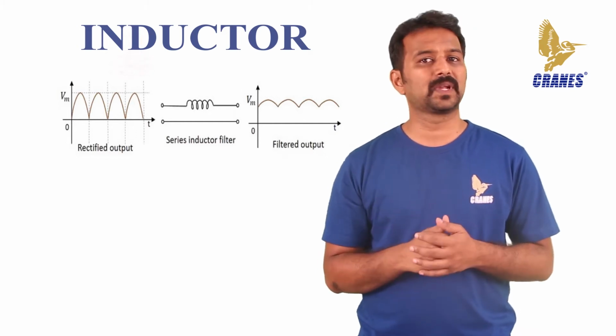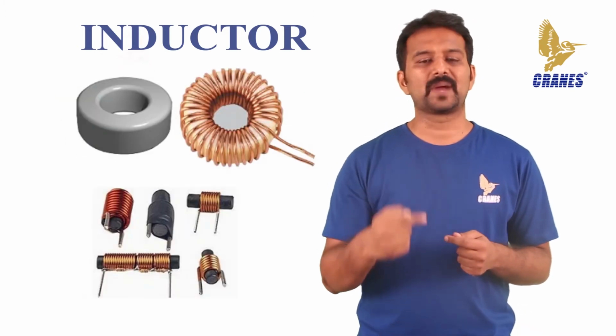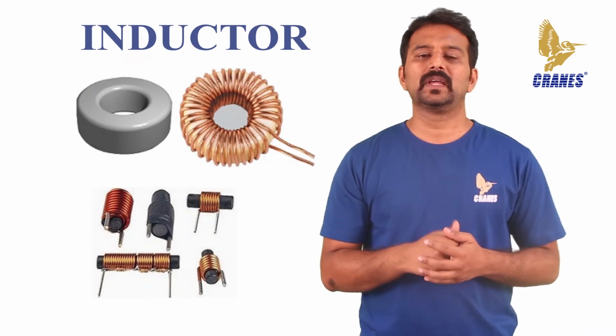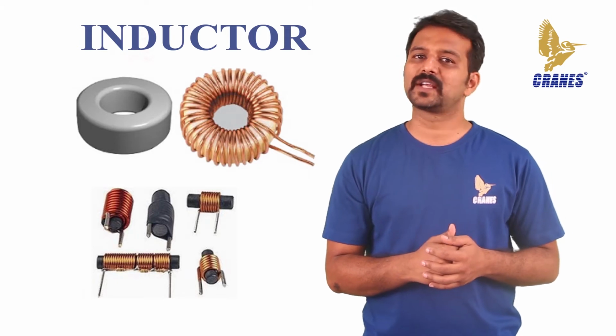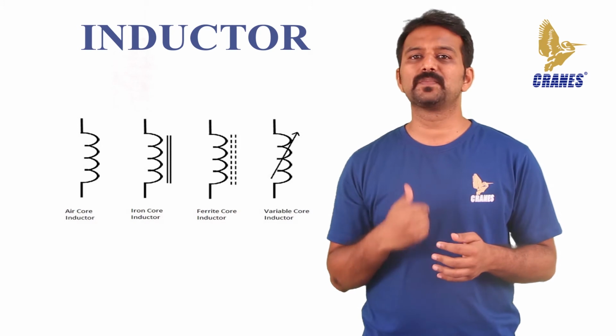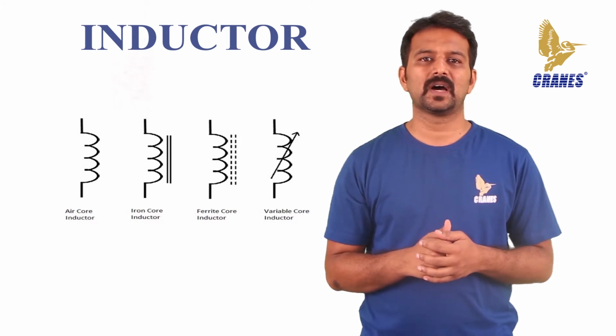The inductor is sometimes wrapped upon a core, for example a ferrite core. The inductor with its components is as shown. Let's look at the symbols. The symbols of various types of inductors are as shown.